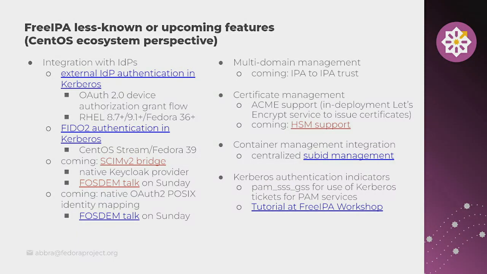So since RHEL 8.7, so November 2022, IPA supports login against an identity provider. So you can use an OAuth identity provider like GitHub or Google or so to log in to your Linux environment, get a Kerberos ticket, and use that Kerberos ticket as if you logged in with your password or something. No password is needed in IPA. I don't think any of the CentOS downstream or upstream is using that yet.